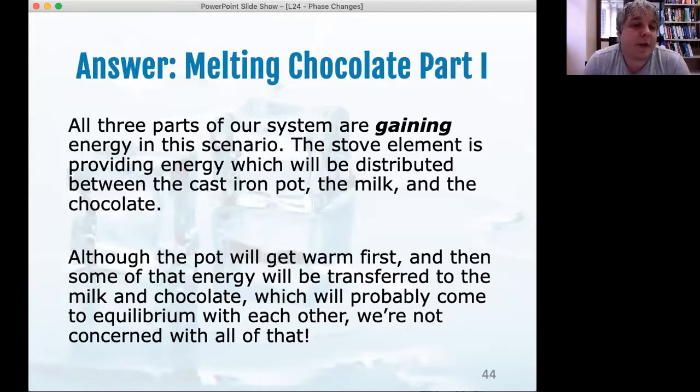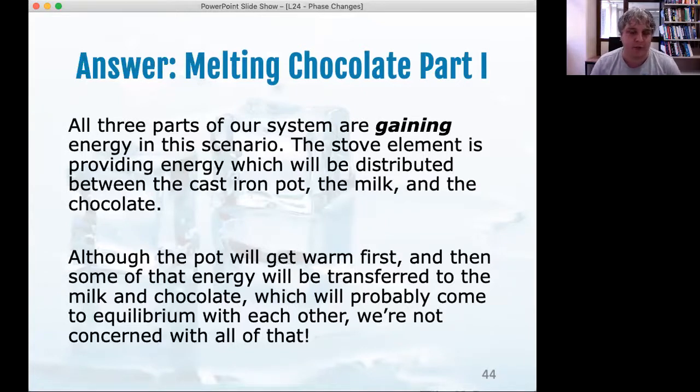So as I said, all three parts of our system are gaining energy. The stove element is providing it, but it's going to be distributed to the pot, the milk, and the chocolate. In reality, the pot is going to warm up a bit faster than the chocolate and the milk, but we're going to make the assumption that they all stay roughly together as they approach that melting point of chocolate in terms of temperature. So we're not going to worry about the technical distribution, like the pot getting warmer first and then the chocolate and the milk warming up after that.